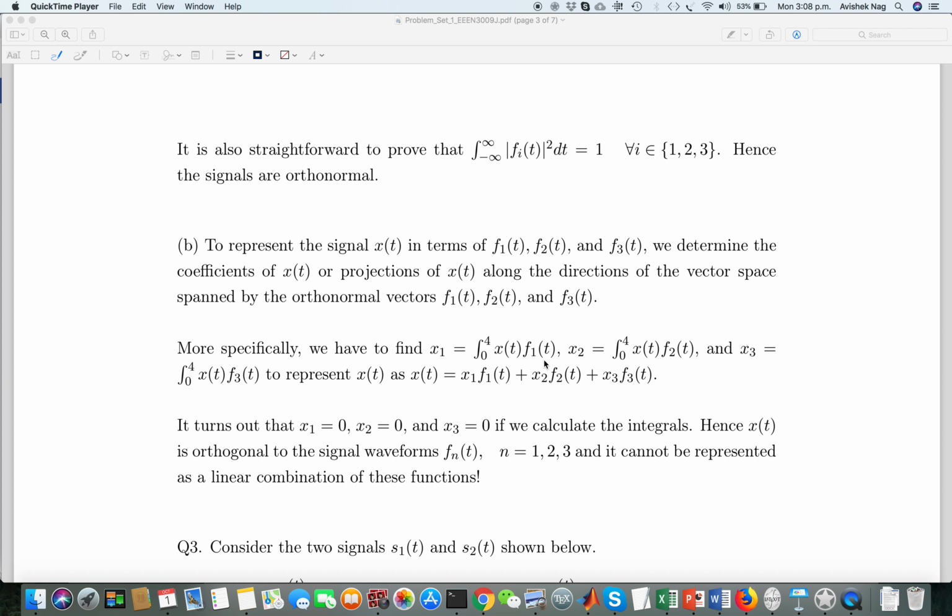And if you do so, in this case you will see that x1, x2, x3 are all 0. And therefore, since all of them are 0, you don't have a component of x(t) along f1(t), f2(t) or f3(t), or in other words, this signal x(t) is orthogonal to the signal waveform. So they cannot be represented as a linear combination of f1(t), f2(t), f3(t). So that's all that was needed in this question.